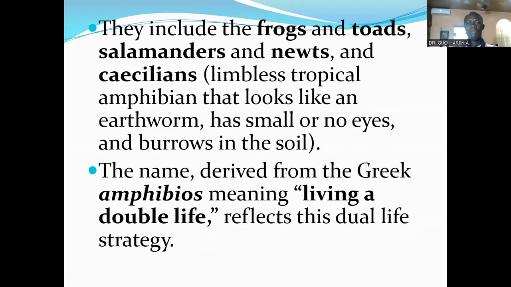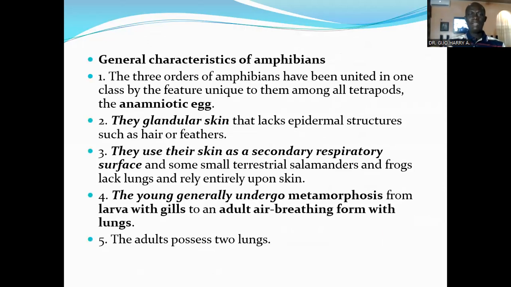The name amphibian is derived from the Greek word amphibios, which means living a double life. And that's basically because they live both on land and in water. The amphibians live both on land and in water, and that's the reason why that name is given to them, amphibians. Now I want to look at other features, the general characteristics of the amphibians.